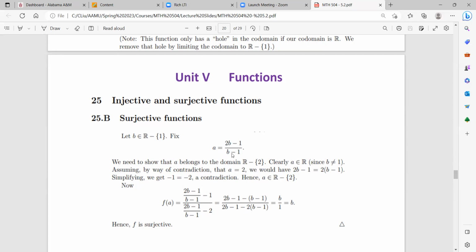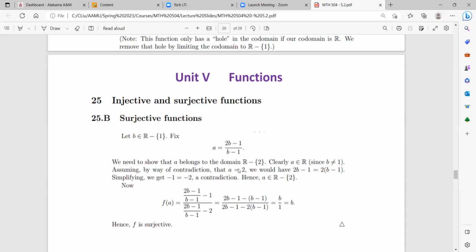So we know a is a real number, obviously, as b is not equal to 1. So then what if we set this a equal to 2? Then you can easily find out you're going to get -1 equal to -2 if you multiply b minus 1 on both sides and simplify a little bit. So we got 2b minus 1 equals 2 times b minus 1.